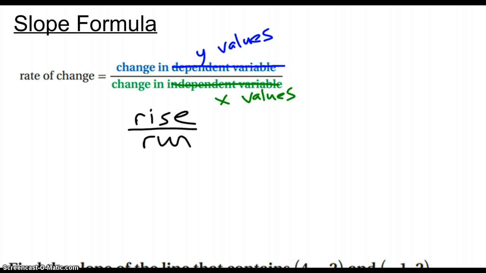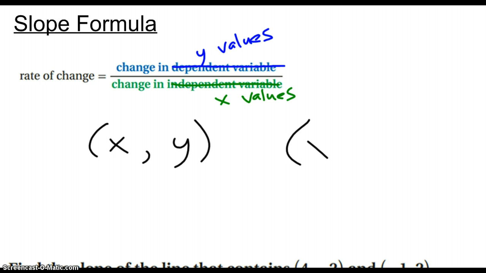Alright, so what does that mean for us? That means if we have any 2 points, and remember that points come in this form, (x, y) and (x, y), we have to differentiate these 2 points. So I'm going to call this first point (x1, y1), and I'm going to call this point (x2, y2). So we can derive this formula called the slope formula by taking the difference in the two y values. Remember, to get slope, when you know a line is straight, you can take 2 points and find the slope that way. Now we can derive this formula.